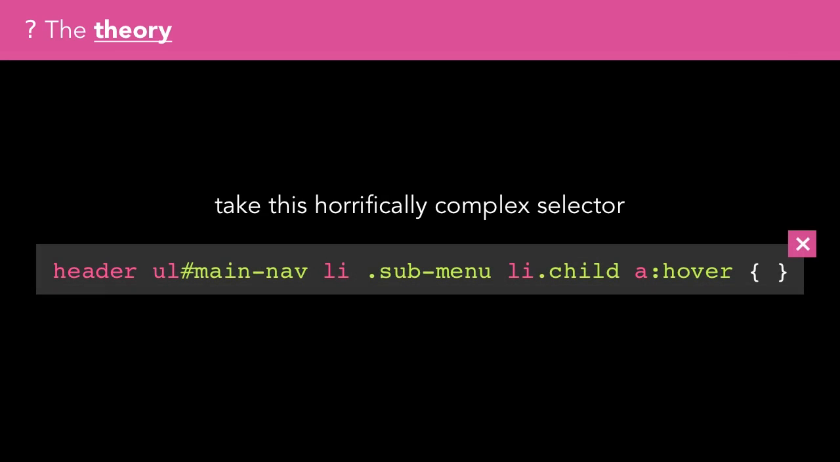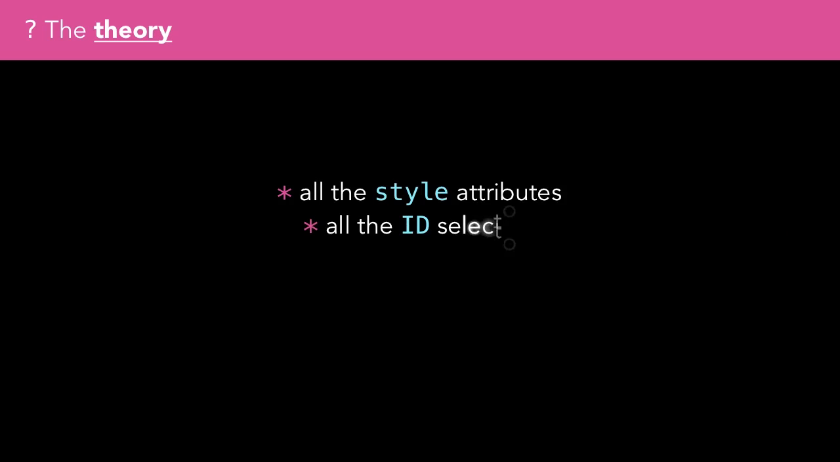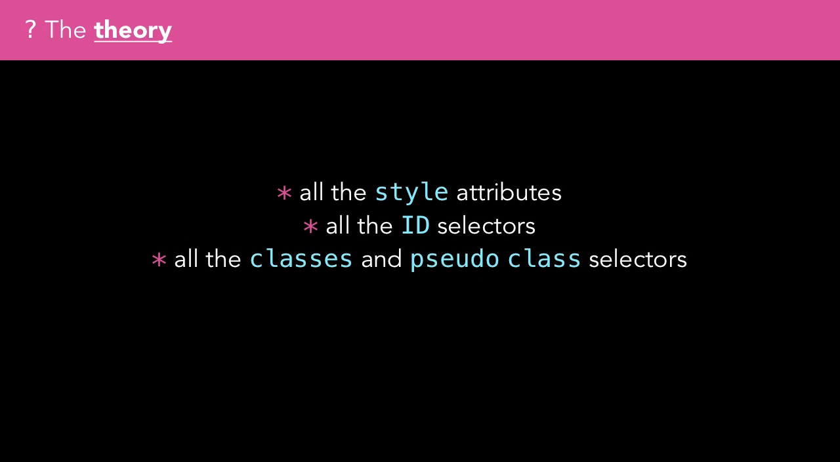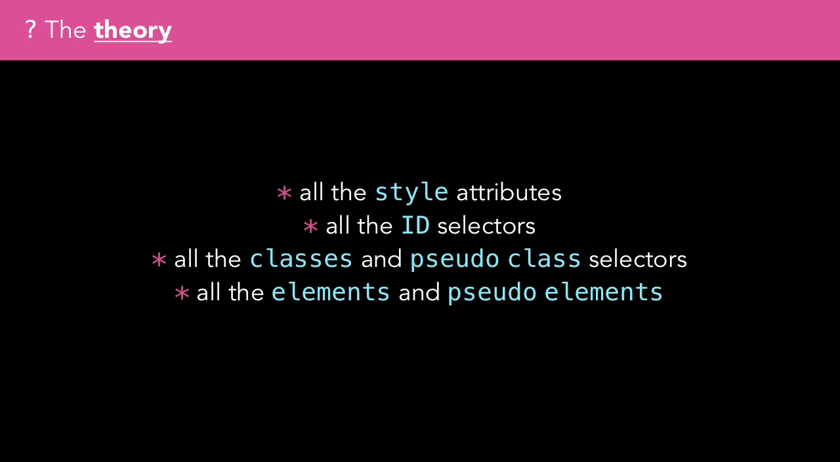Take this horrifically complex selector. Please never write anything like this. This will style the hover states of any links in a submenu of a site's main navigation. To calculate the specificity of this selector, i.e. what we would have to concoct to override these styles somewhere else in the style sheet, we need to count all the style attributes, ID selectors, classes and pseudo-classes, and elements to create a 4-figure number.